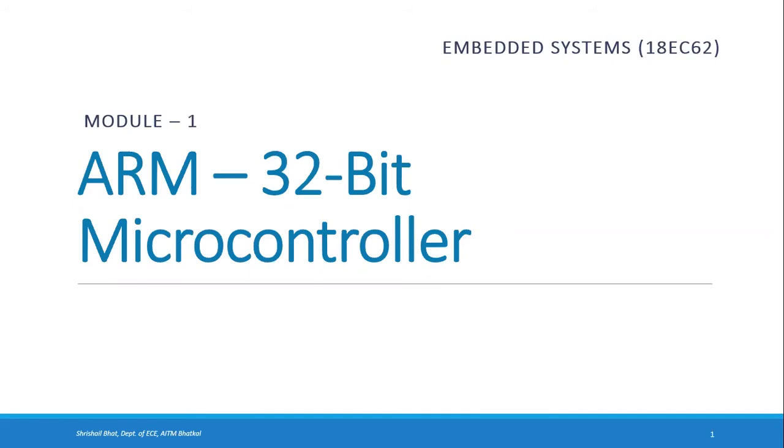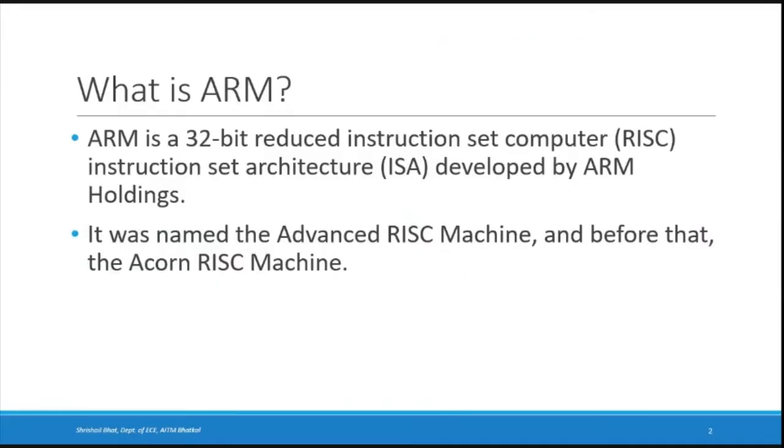Before going into the details of the ARM microcontroller, let us have a look at the introduction: what is ARM, what is its historical background, and how the different ARM processors have evolved. ARM is a 32-bit RISC instruction set architecture developed by ARM Holdings. That's the name of the company. ARM stands for Advanced RISC Machine. You know now what RISC means, right? It's reduced instruction set computing.